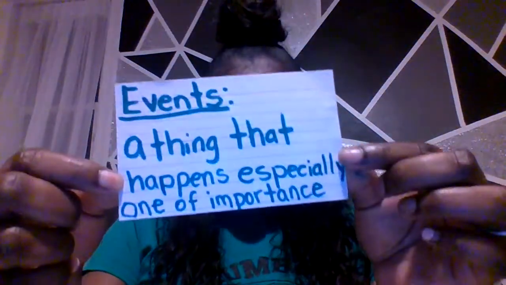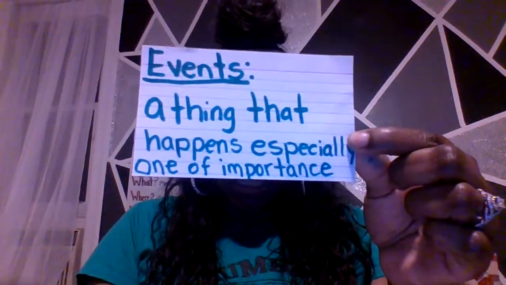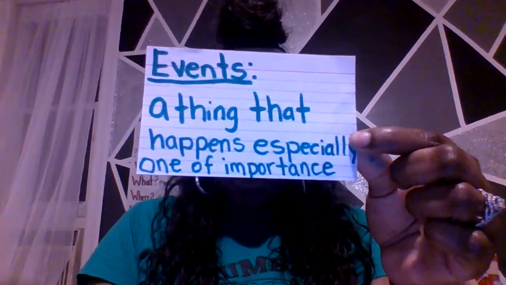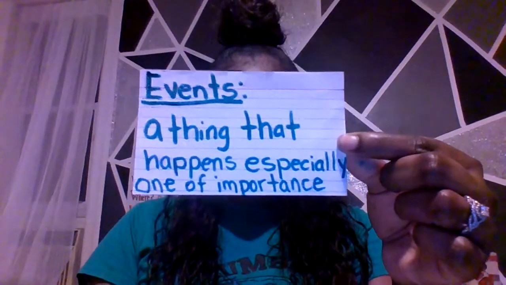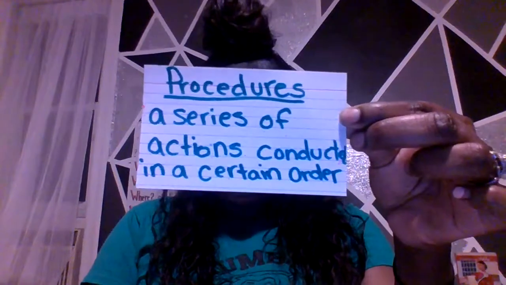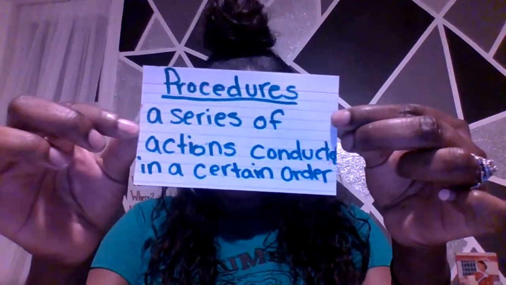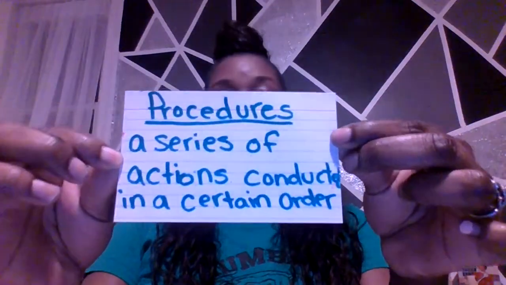For guided practice today, you will have to copy down a few vocabulary terms. So I need you to pause the screen and write down each term in your notebook. The first term, we have events, a thing that happens, especially one of importance. Pause the screen, write it down, and then come back. Next, we have procedures, a series of actions conducted in a certain order.